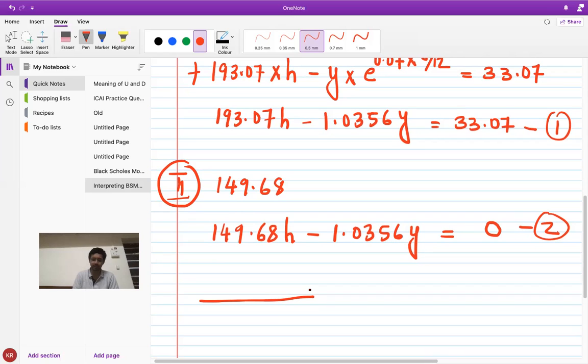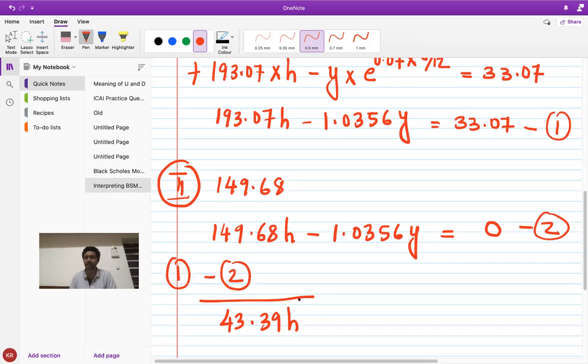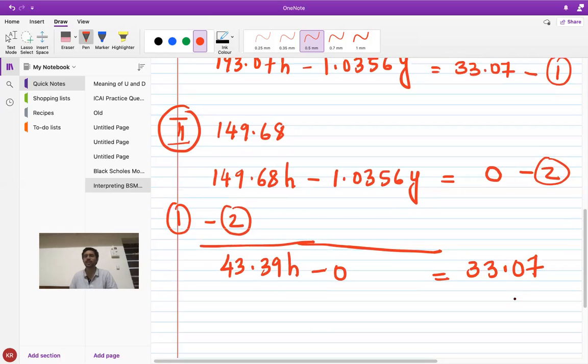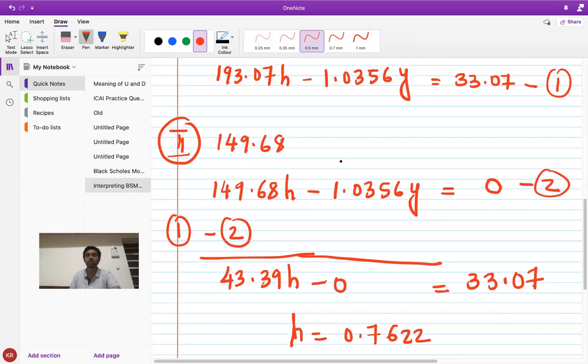193.07 minus 149.68h is equal to 43.39h. I basically did 1 minus 2, subtracting 2 from 1. I got 43.39h, and the y terms are going to cancel each other out. So I will have minus 0 is equal to 33.07 minus 0, which is 33.07. So I have 43.39h is equal to 33.07, where h is equal to 33.07 divided by 43.39. H is equal to 0.7622.